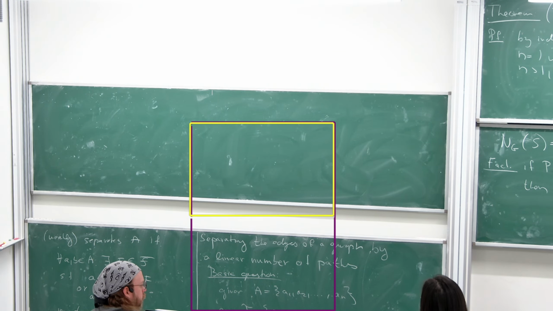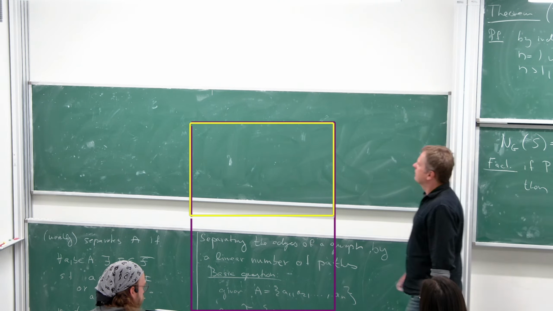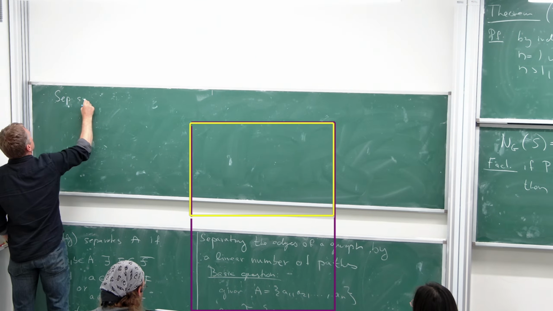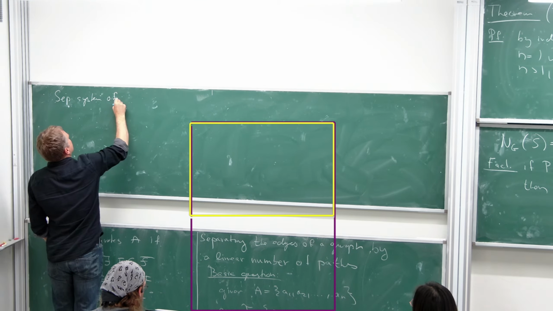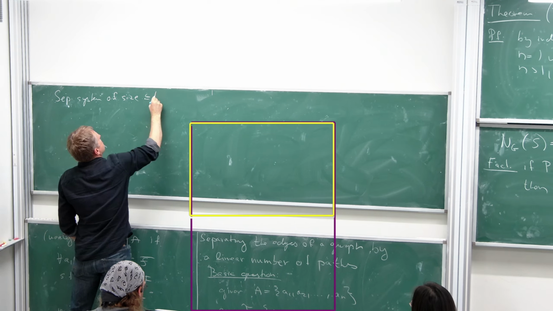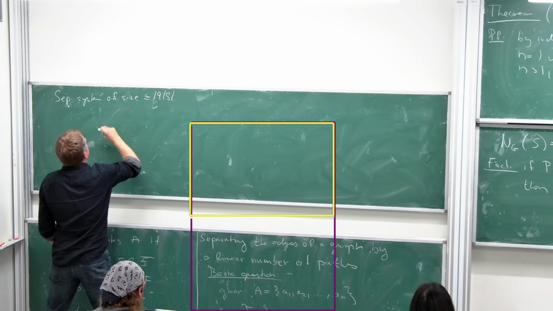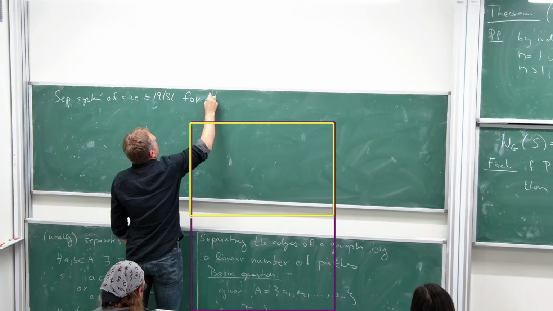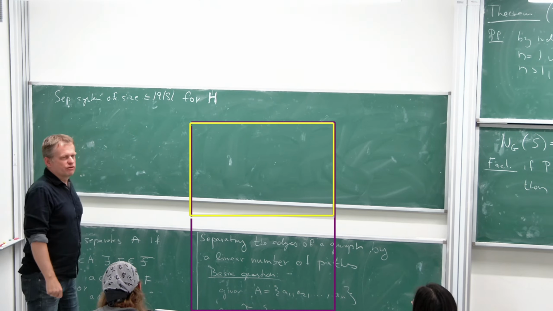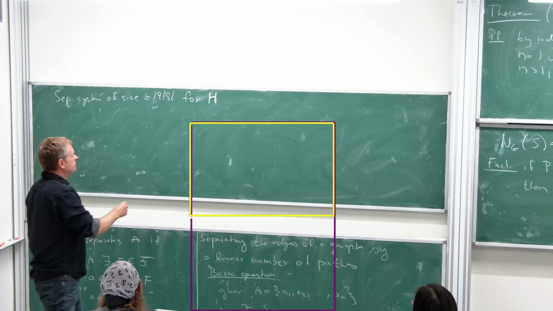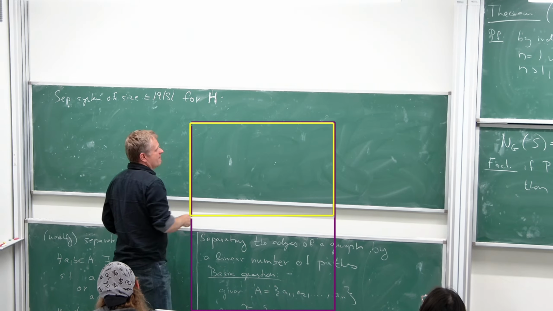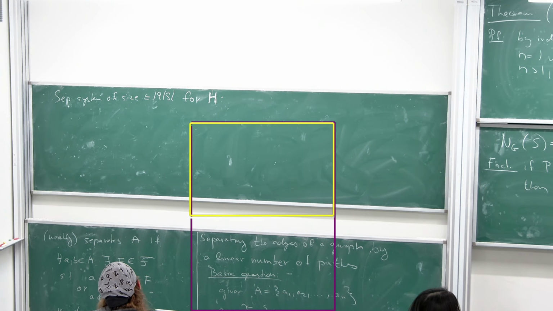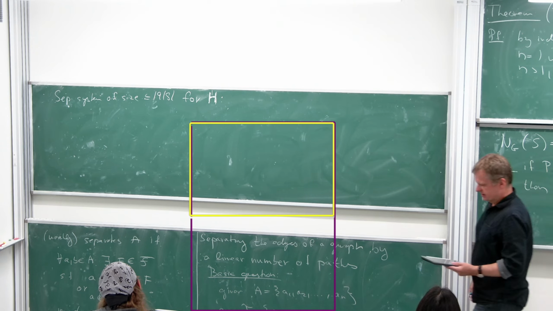All right. So what we want now is a separation system of size at most 19 times the size of S for this graph H. Okay. All right. So how am I going to construct it? Well, I have to do first some cleaning and then something very nice.